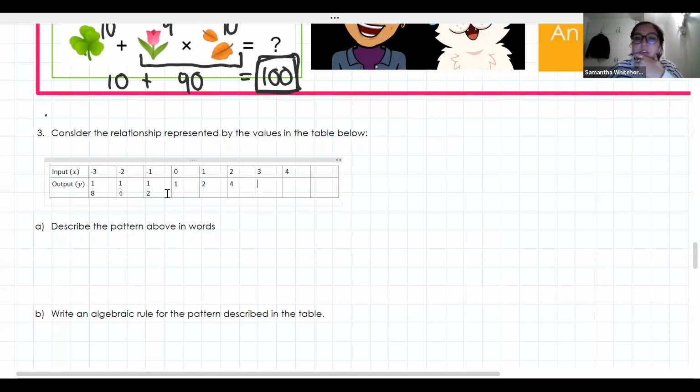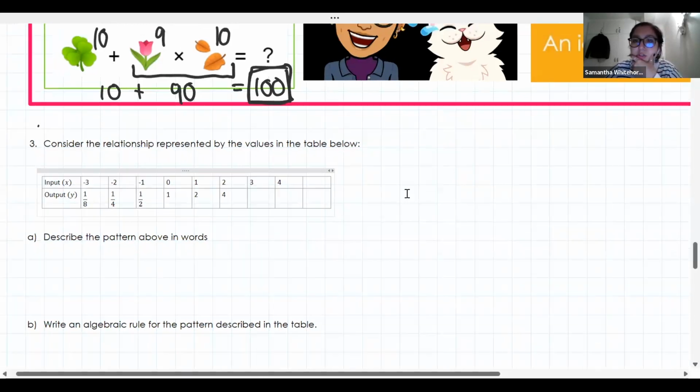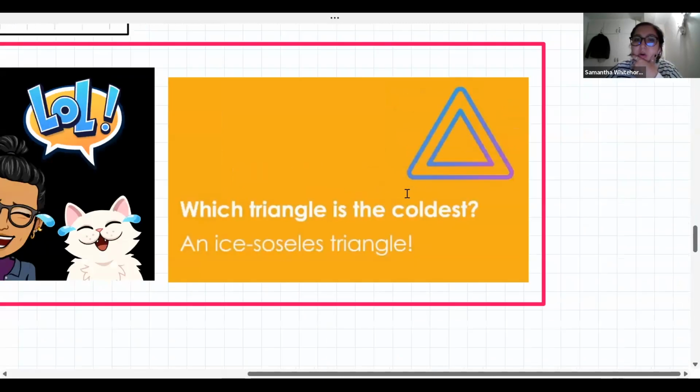Right, let's stop there. Someone wanted the joke. The joke was, which triangle is the coldest? It's an isosceles triangle. Bit of a pun.